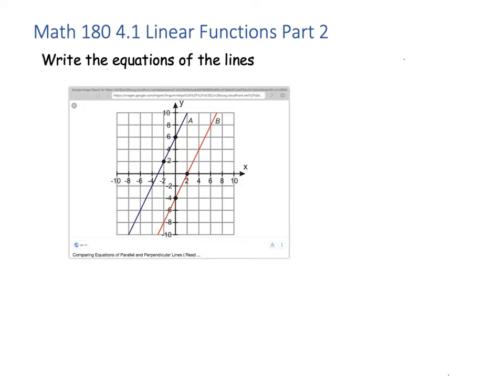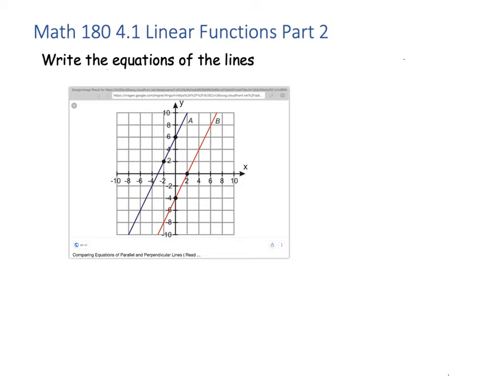This is a continuation of section 4.1 on linear functions. We're going to focus on finding equations for parallel and perpendicular lines. In this case, we have these two lines that are parallel. We want to start off by writing down what the equations are for each of these. So look at the blue one, the one that goes through that point A. We'll start with that one.